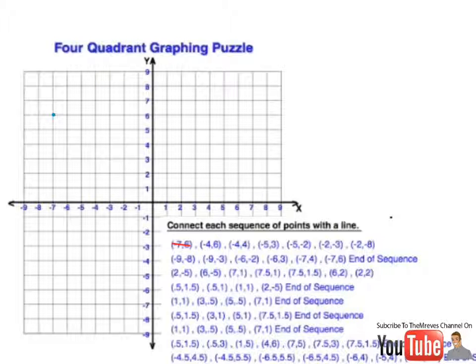Now, the next one is going to be 4, 6. So right here, 4, 6. And let's go ahead and cross that off. Well, let's start here in the middle, and go over 4 and up 6. And go ahead and put our point up there. So we put a point.